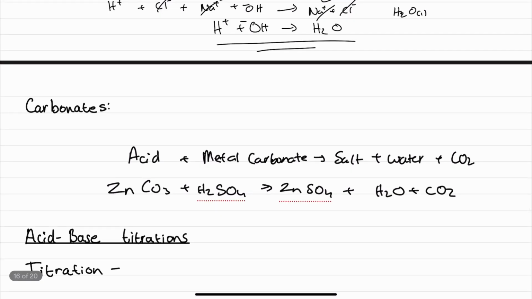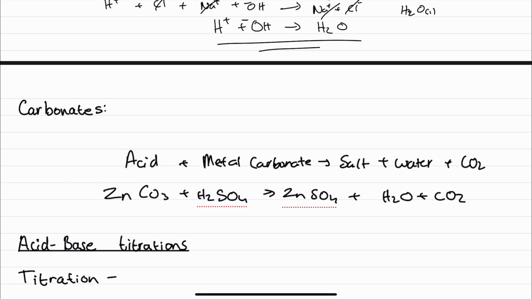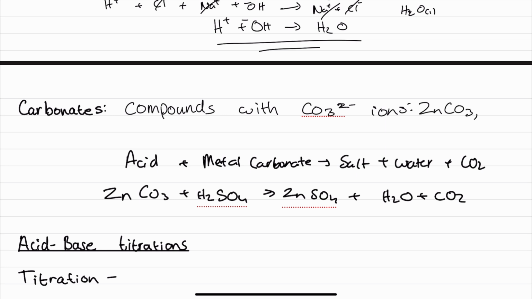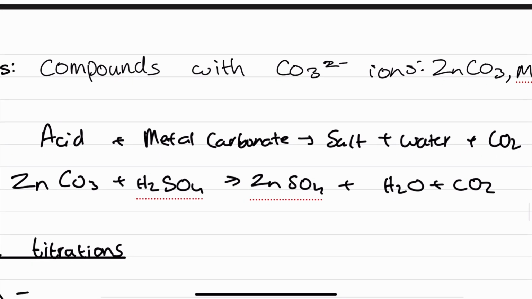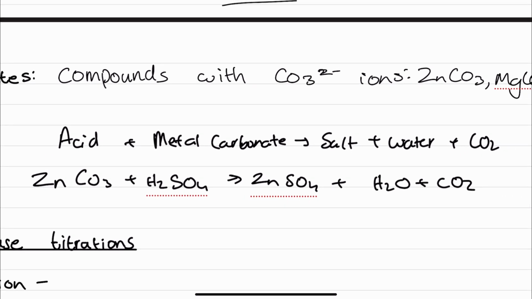Now, acids can also be neutralized with carbonates. Carbonates are any compounds with CO3 2- ions. So examples of this being ZnCO3, MgCO3, and more. So the general equation for an acid with a metal carbonate is always going to follow this format. An acid plus a metal carbonate produces a salt, water, and carbon dioxide.